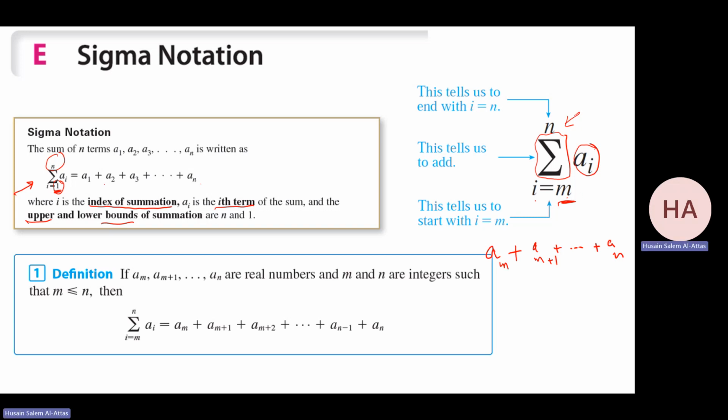As I said here, if i equals m to n, then I have a_m, a_(m+1), a_(m+2), and so on, up to a_n.